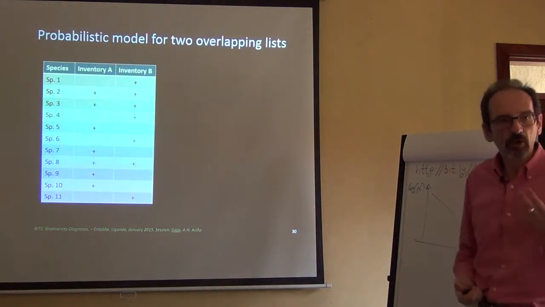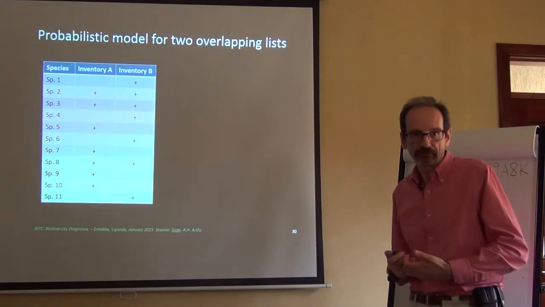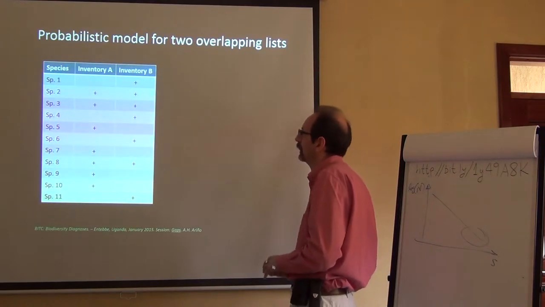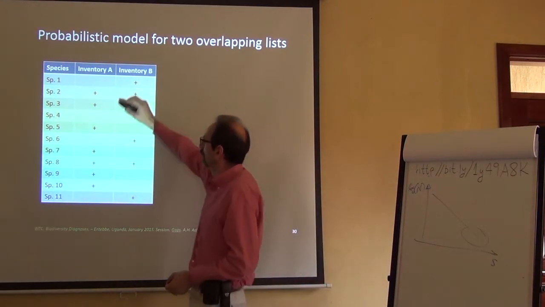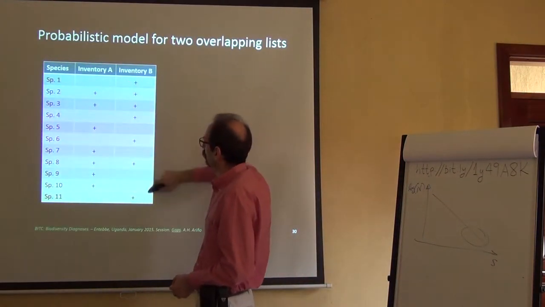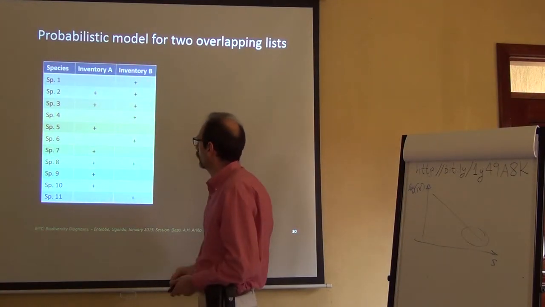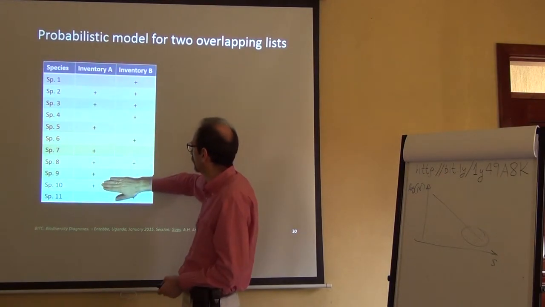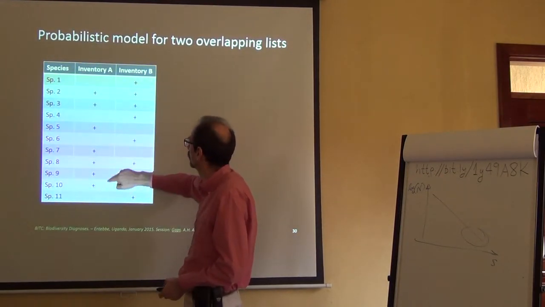What about using more than one inventory from the same place? Independent inventories taken at different places, different times, for instance. We might have, as I showed yesterday, inventory A, inventory B, a total of 11 species, and we might look at the species that are exclusive from one inventory or the other. This and this and this and this and this.